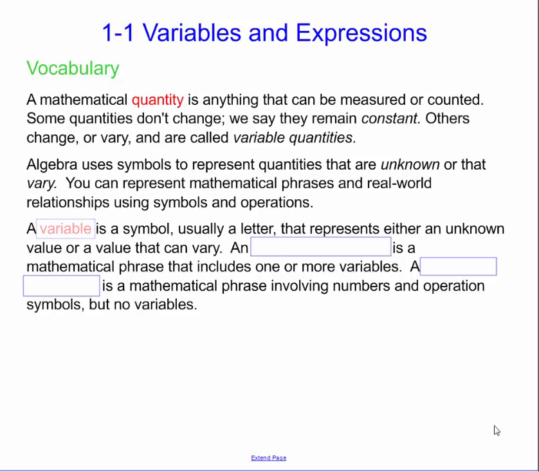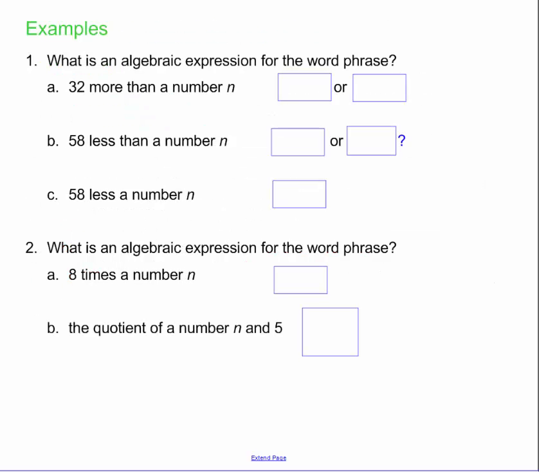A variable is a symbol, usually a letter, that represents either an unknown value or a value that can vary. An algebraic expression is a mathematical phrase that includes one or more variables. So if you see a letter in there, it's an algebraic expression. What if it doesn't have a letter in there, like 2 plus 3? That's what we call a numerical expression. That's a mathematical phrase involving numbers and operation symbols, but no variables.